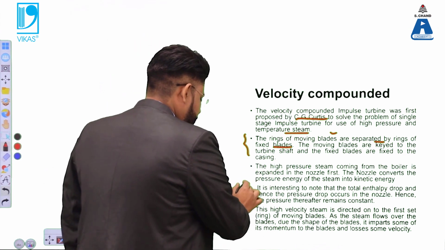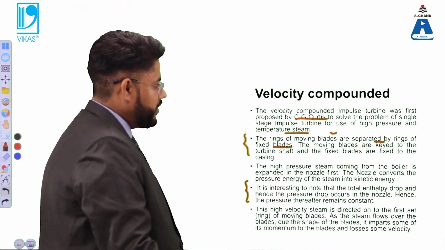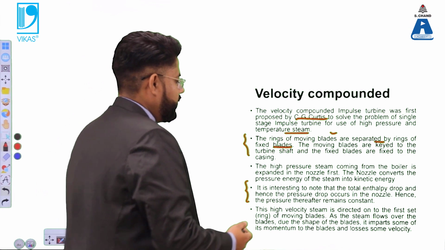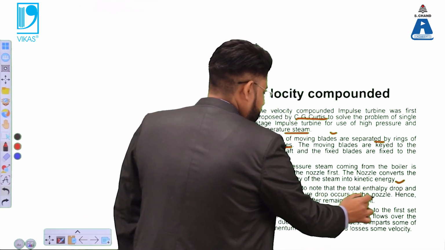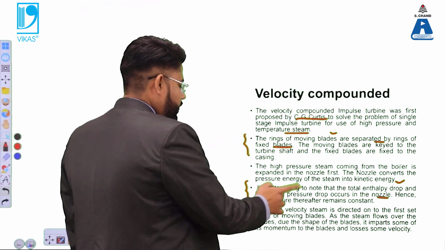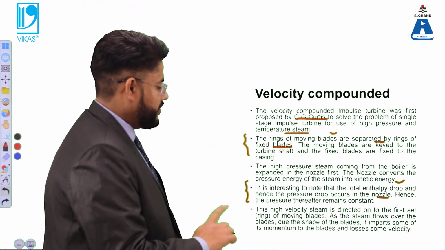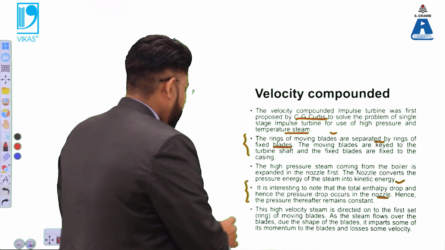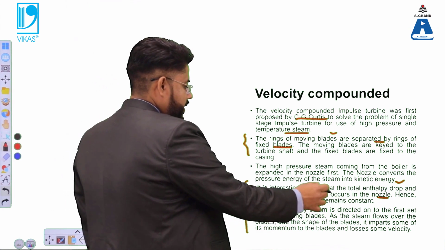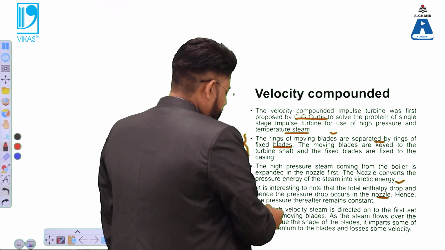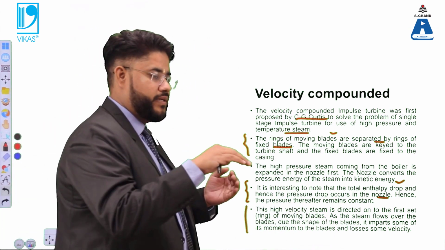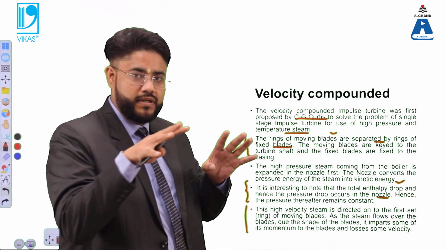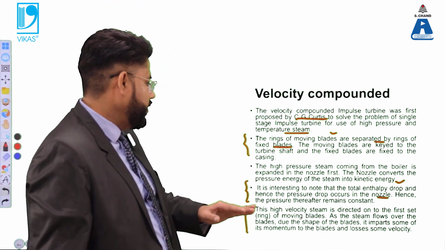There is an interesting fact to note in this compounding: the total enthalpy drop and the pressure drop occur in the nozzle. Thereafter the pressure remains constant, and this high velocity steam is directed on the first ring of the moving blades. So this high velocity steam impinges on the set of moving blades.